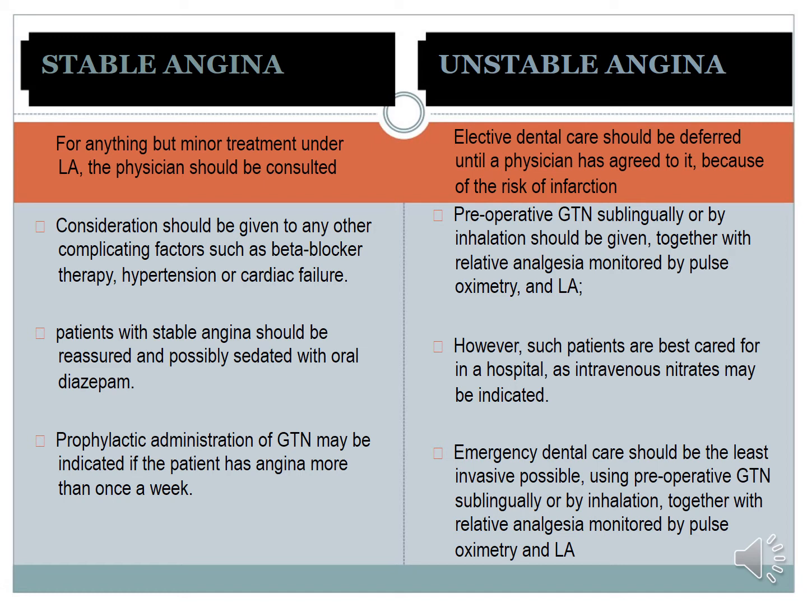For anything but minor work under local anesthesia, the physician should be consulted. In stable angina, elective dental care should be deferred until the physician has agreed to it because of the risk of infection. In stable angina, consideration should be given to any other complications such as beta blocker therapy, hypertension or cardiac failure. Whereas in unstable angina, preoperative GTN sublingually or by inhalation should be given together with relative analgesia, monitored by pulse oximeter. A patient with stable angina should be reassured and possibly sedated with oral diazepam. This is one way of stress reduction protocol.